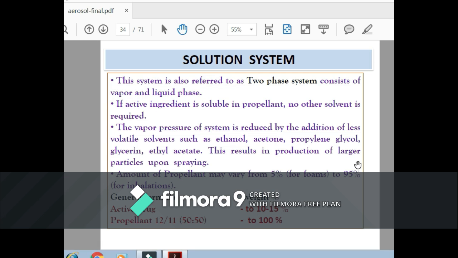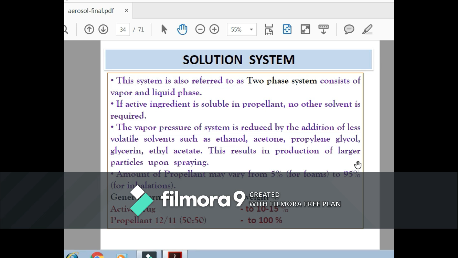Now, what is the solution system? Generally this system is preferred as a two-phase system, or it is also called a two-phase system. As I have already told you, your drug is dissolved directly into the propellant, so your propellant and your drug become one system. Whatever gas is developed inside your container because of the propellant is also called one system, and the other is your drug plus propellant in the form of liquid. So there are two phases inside your container. That's why it is called a two-phase system.